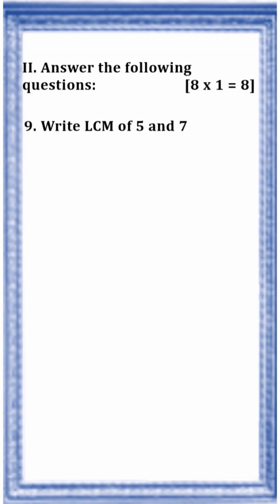Now let us solve the 1 mark questions. There are 8 questions of 1 mark each. Ninth question is, write LCM of 5 and 7. Very easy question. Both are prime numbers. So 5 into 7, that is 35.